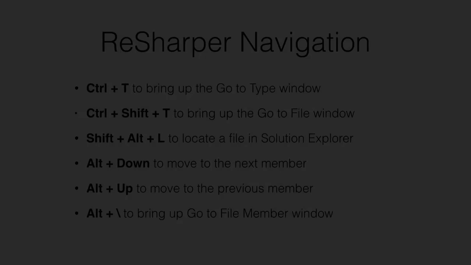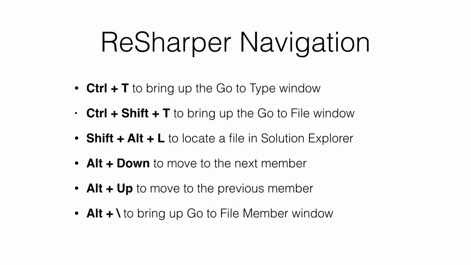So let's recap. Press Ctrl and T to bring up the Go to Type window. Press Ctrl, Shift, and T to bring up the Go to File window. Press Shift, Alt, and L to look at a file in Solution Explorer. Press Alt and down arrow to move to the next member. Press Alt and up arrow to move to the previous member. And finally, press Alt and backslash to bring up the Go to File member window.